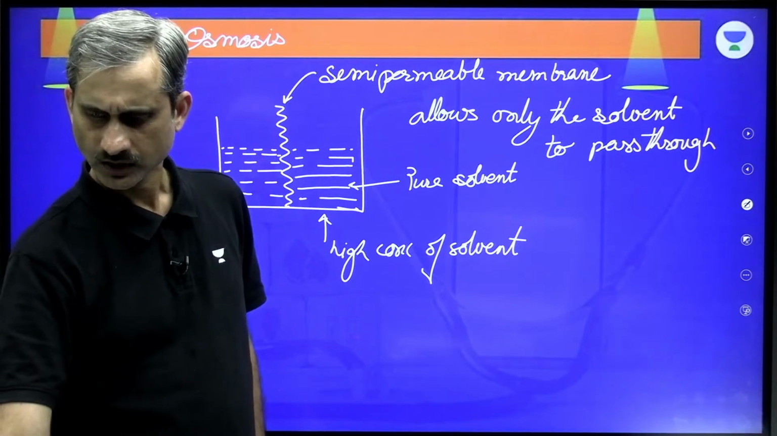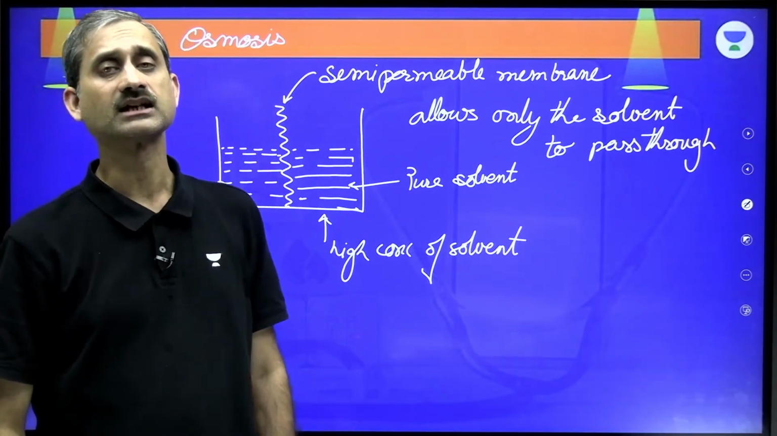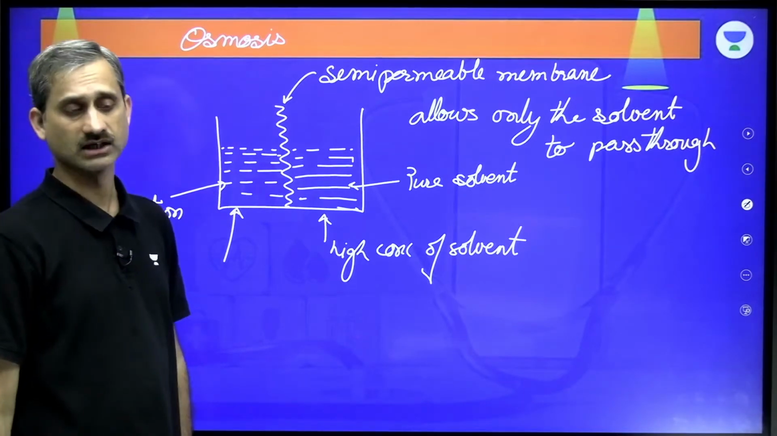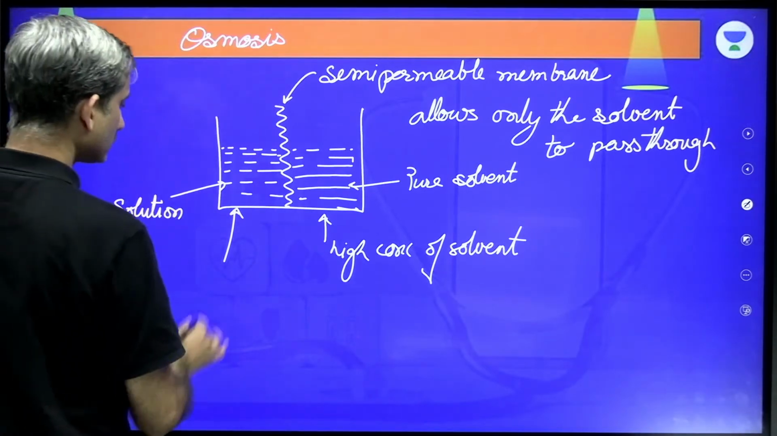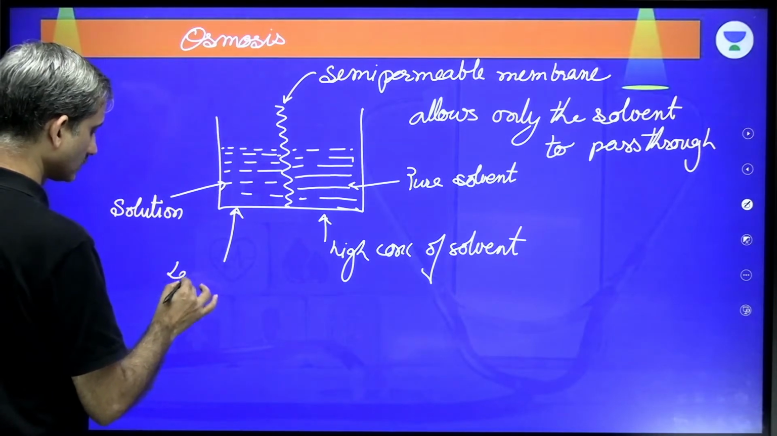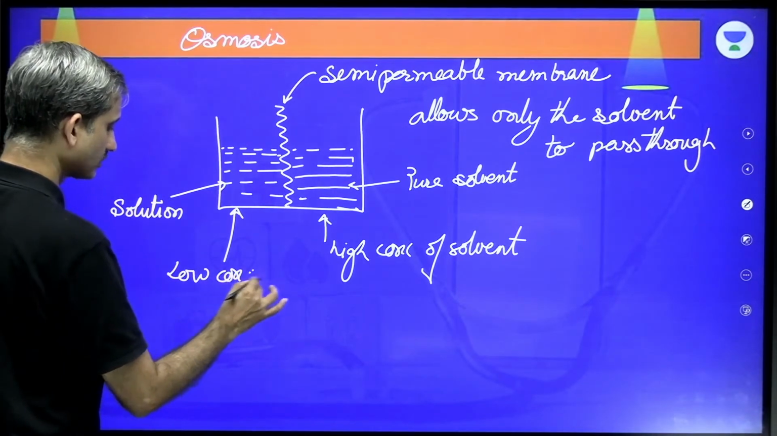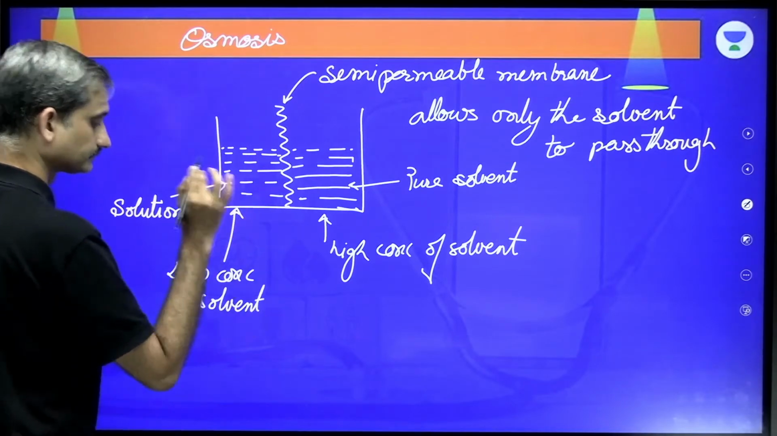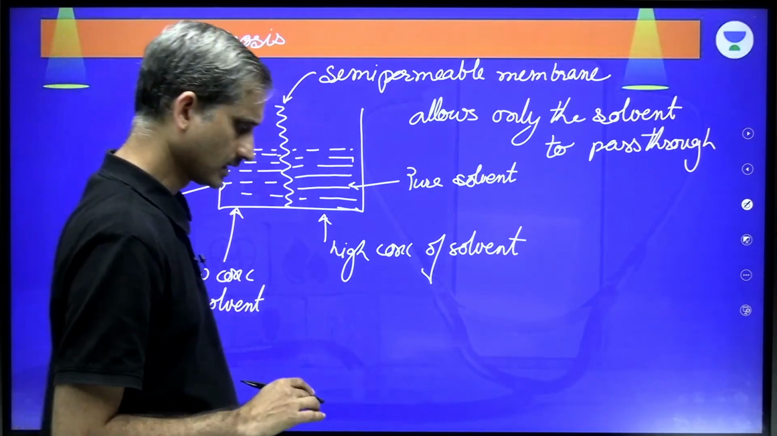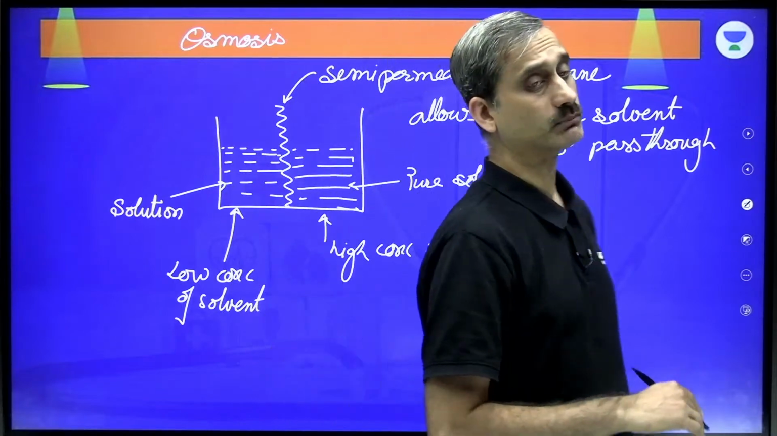Clear? So that is what we have as the concentration of the solute and the solvent. Where we talk about the solute, where we talk about the solvent. So this is low concentration of solvent. Clear?